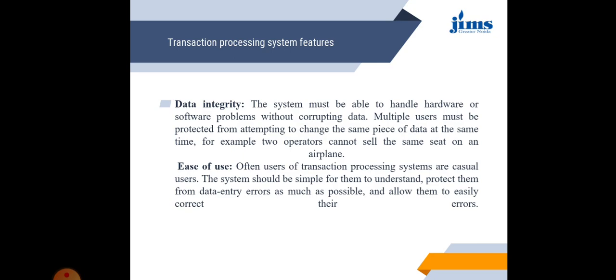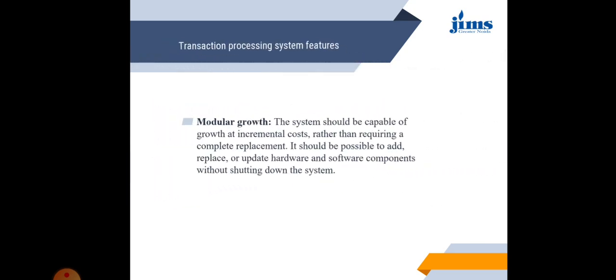So basically, ease of use in the data processing system means the system should be simple for users to understand. There will be no critical system errors; the system is protected from data entry errors as much as possible, and it allows users to easily correct their errors. So that's why ease of use is a feature of a transaction processing system.